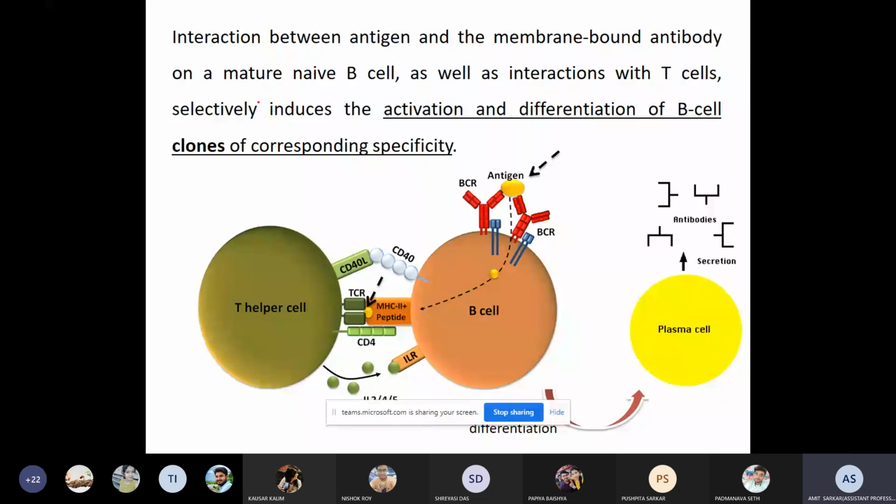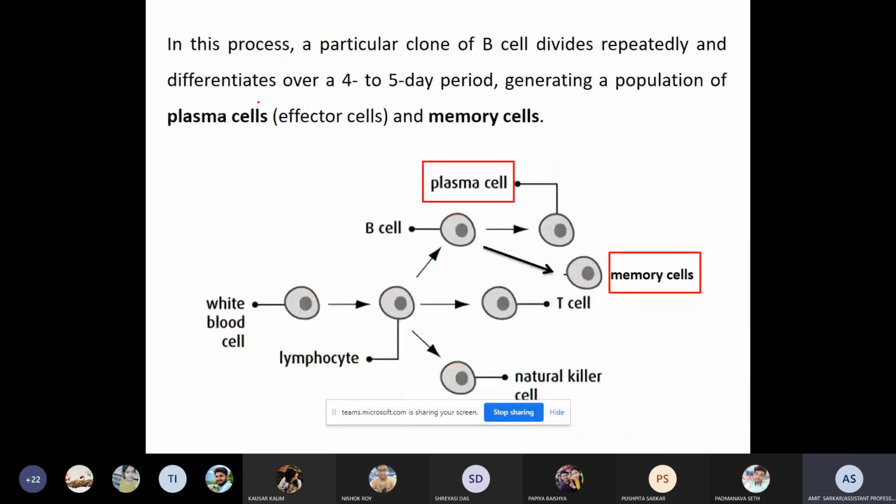So here, once again, we can think about the attributes of the lymphocyte that I've talked about: diversity, specificity, memory, and self/non-self recognition. So finally, in this process, a particular clone of B cell divides repeatedly and differentiates over a 4 to 5 day period, generating a population of plasma cells. I just mentioned that.